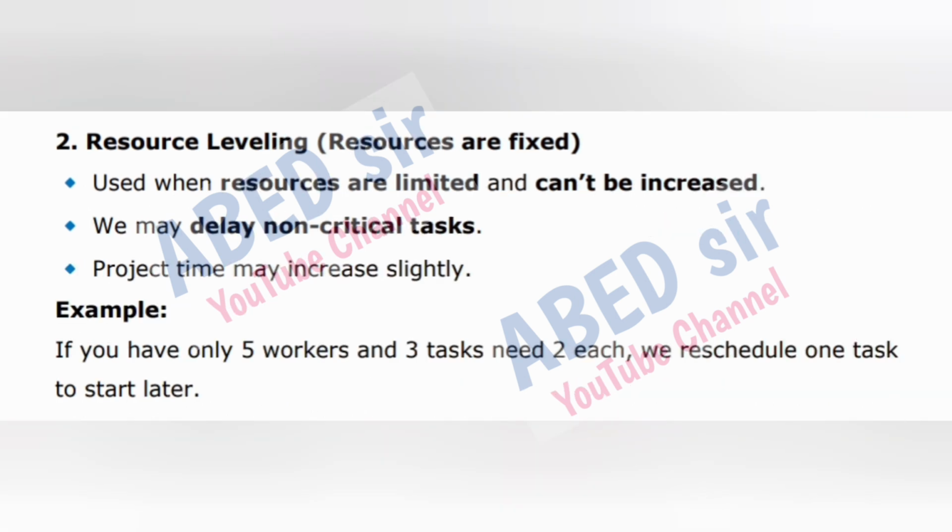2. Resource leveling. Resources are fixed. Used when resources are limited and can't be increased. We may delay non-critical tasks. Project time may increase slightly. Example: if you have only 5 workers and 3 tasks need 3 each, we reschedule one task to start later.